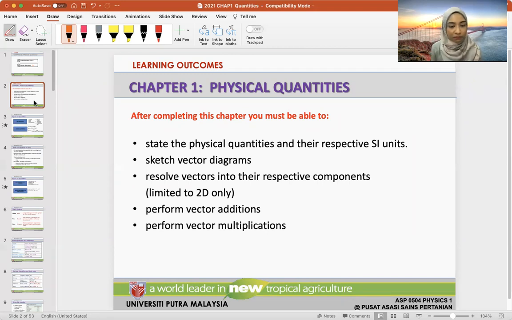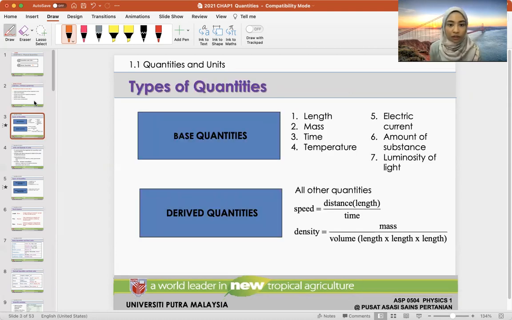Okay, and then we have to know how to sketch vector diagrams and resolve vectors into their respective components. We will learn only 2D, not 3D. And then perform vector additions and perform vector multiplications. What on earth is a vector? We will find out.